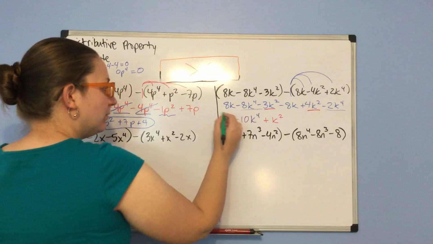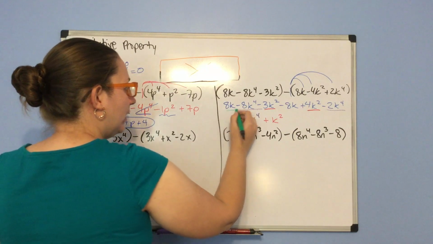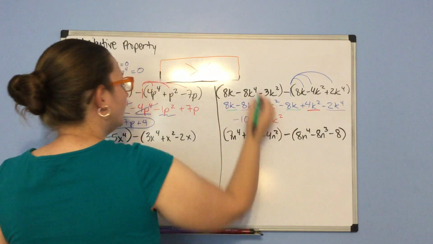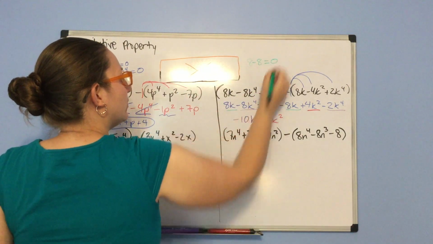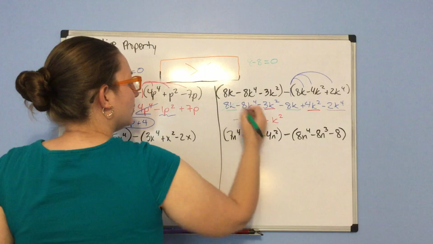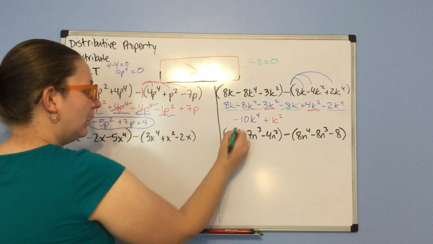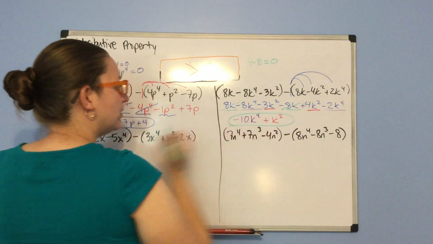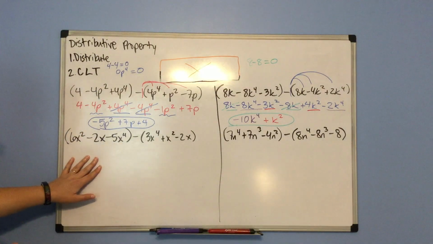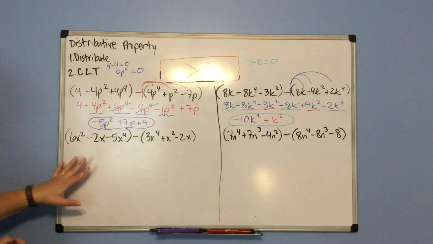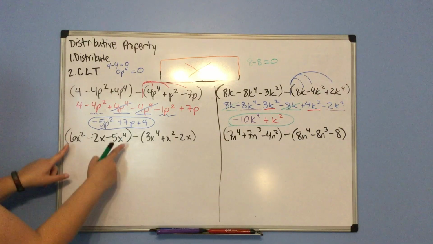Last but not least, regular k's. 8k minus 8k, sort of like back here. 8 minus 8 is 0. So those two terms are going to cancel. We have 0 k's. This right here finishes off my problem. Let's continue. We'll try just a couple more, then I'll be done bugging you with this stuff, I promise.